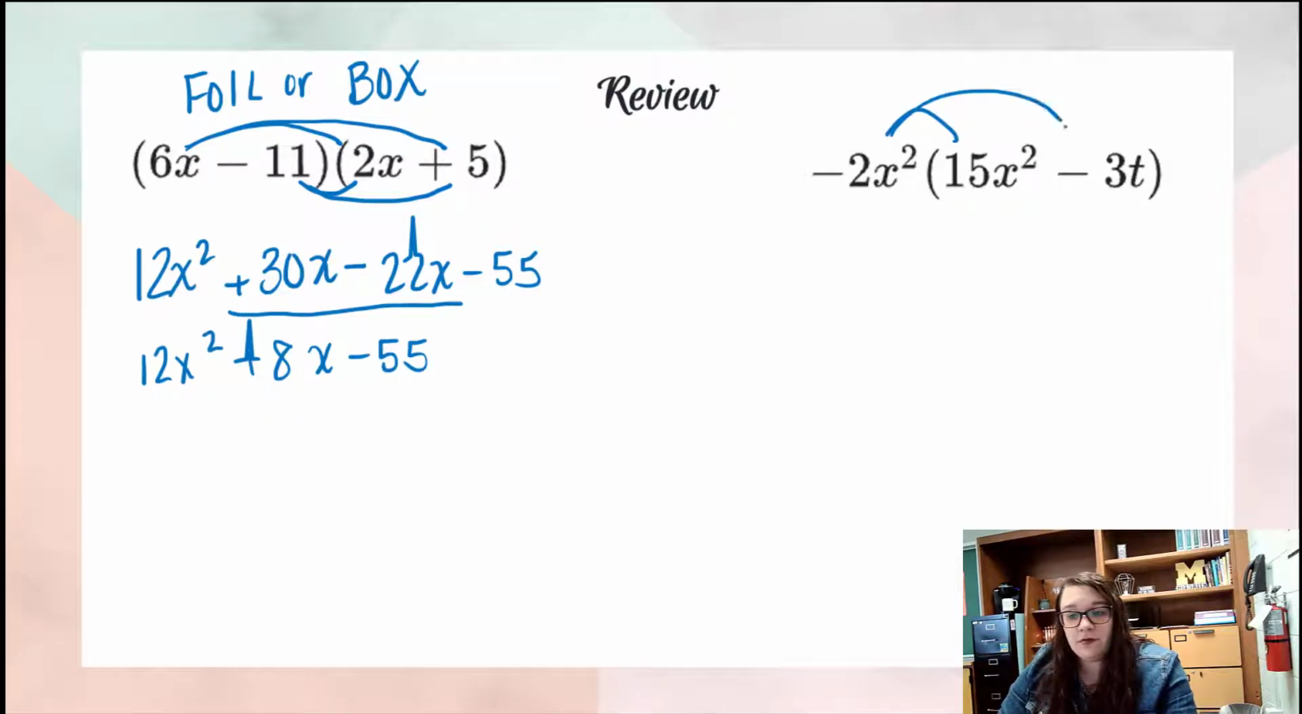For this one, I prefer distribution. So I've got negative 2 times 15 is negative 30. x squared times x squared is x to the fourth. And then negative 2 times negative 3 is positive 6. And x squared times t is x squared t. That's a 6, not a b. Kind of looks like a 6. Or 10 kind of looks like a b.